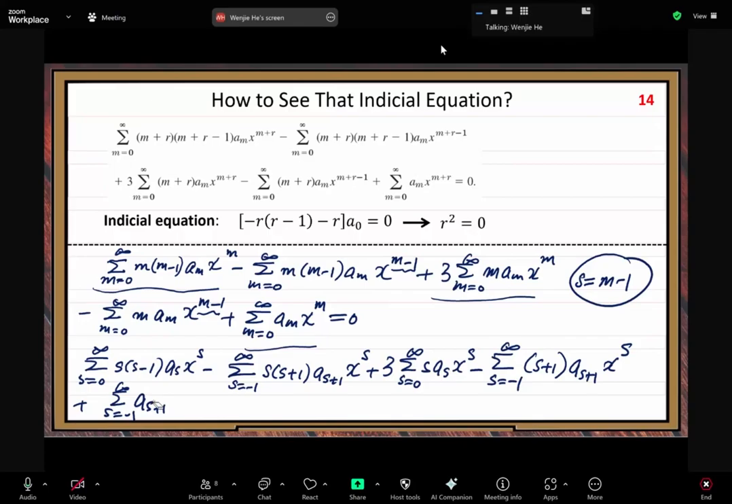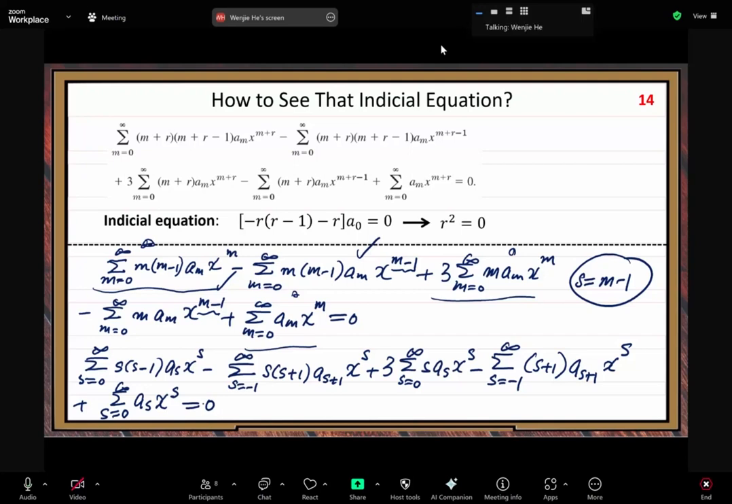Oh, sorry. This one, we do not use substitution, remember? We only do substitution on these two summations. We don't do substitution on these three. We just switch to S, so we don't have negative 1. A_S, x^S equals 0. All right, then what's next?